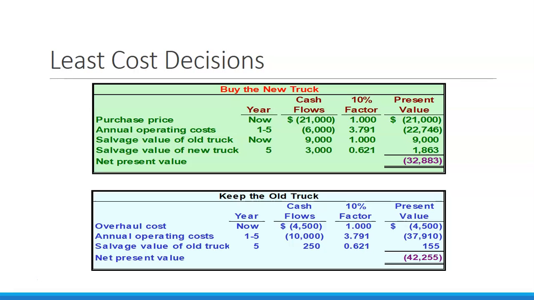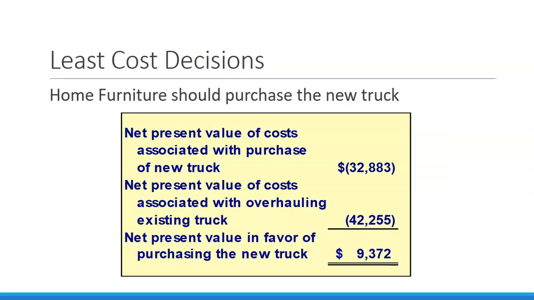If we keep the old truck and repair it, then we're going to have repair costs. We have higher annual operating costs, and then we have a salvage value. So we can see that buying the new truck is the least expensive option. That mostly comes from the annual savings in operating costs because the new truck is more efficient than the old truck. So we should purchase the new truck because it's going to save us $9,372 versus repairing our old one.